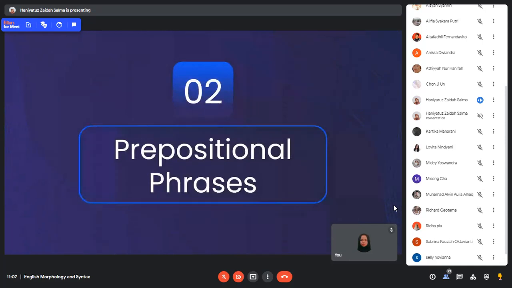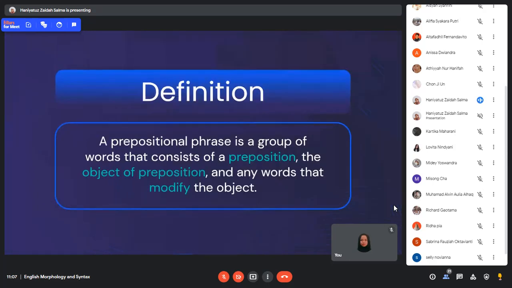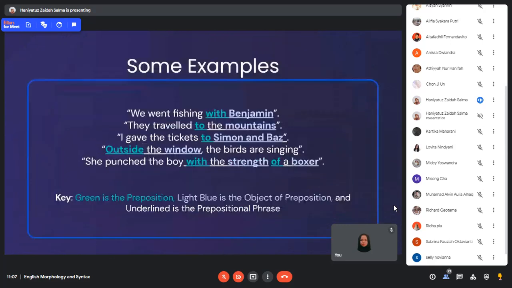And next is prepositional phrases. A prepositional phrase is defined as a group of words that consists of a preposition, the object of preposition, and any words that modify the object. In order to better understand, here are some sentence examples. We went fishing with Benjamin. They traveled to the mountains.